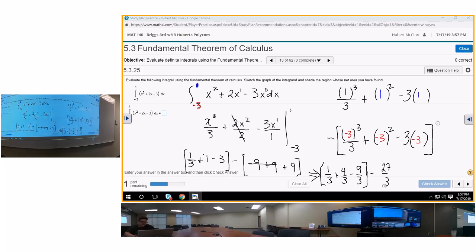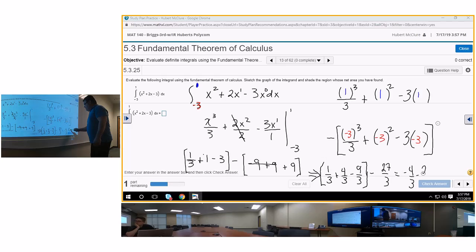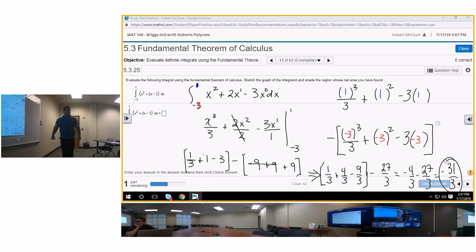And what's 1 plus 4 minus 9? 1 plus 4 is 5. 5 minus 9 is -4/3. Minus 27/3 is equal to -31/3. Now, area cannot be negative. So what does that mean?